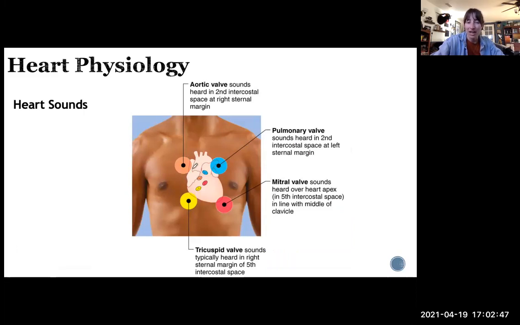You can hear each valve best at a different location on the thorax. So you can hear your aortic valve up here on the upper right. You can hear your pulmonary valve on the upper left. Lower left will be your tricuspid and lower right will be your mitral valve. So that's pretty cool, right? And this is very, very specific about where exactly you would place that stethoscope, which is really important in what your primary care doctor or your cardiologist knows, right? That's what you have to know.